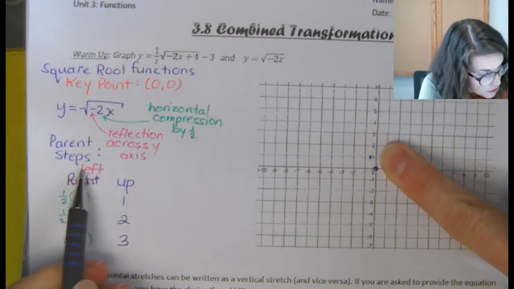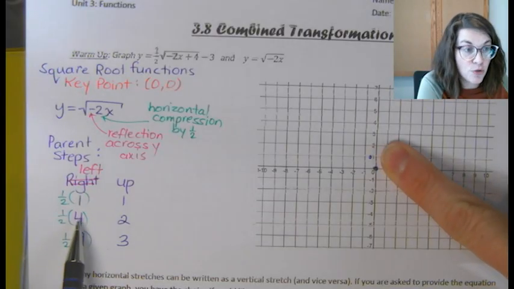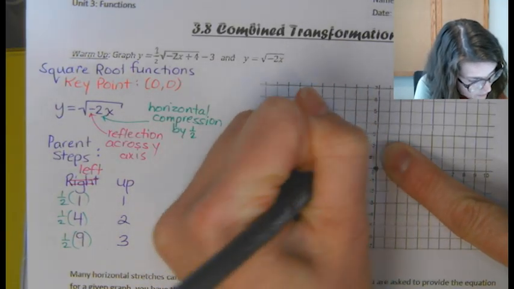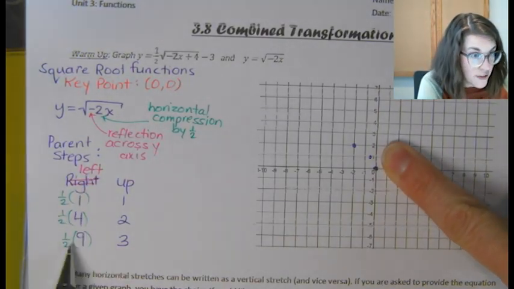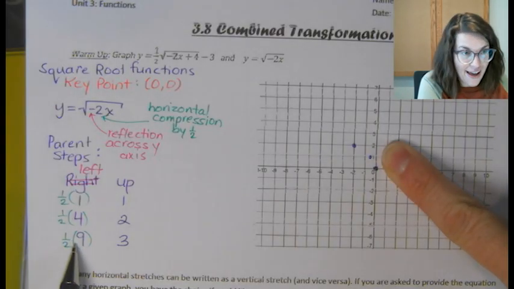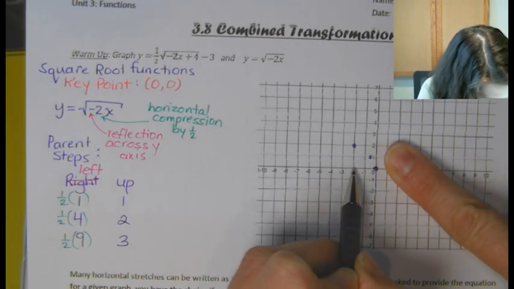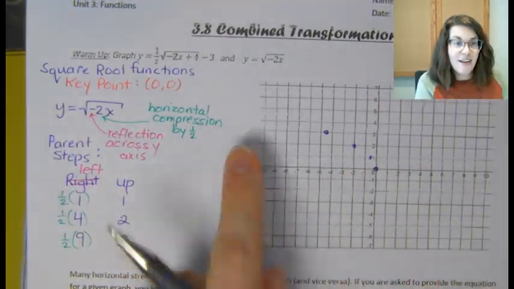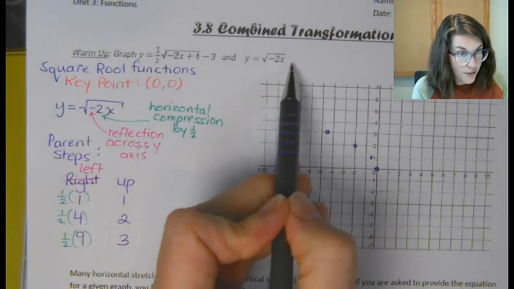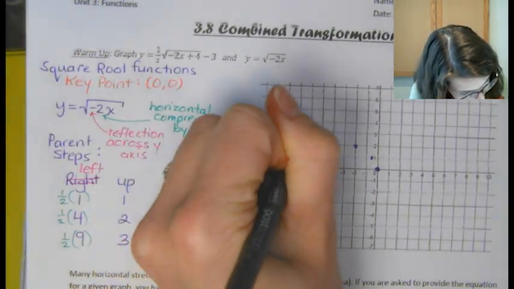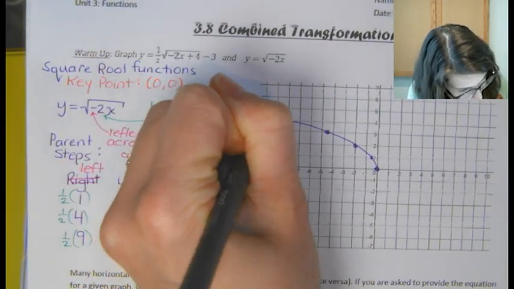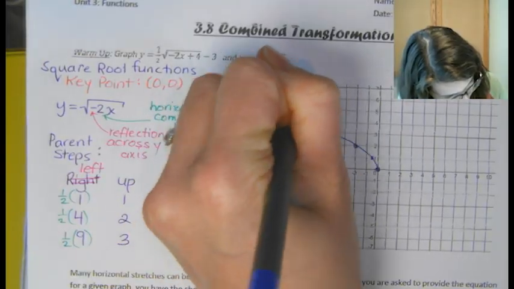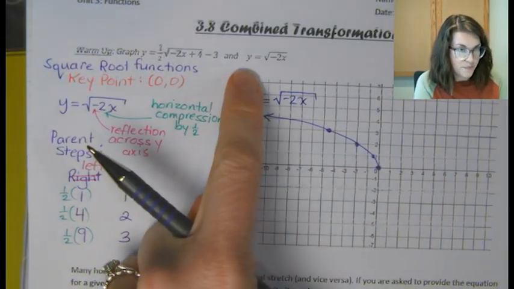I'm going to go to the left half of 4 is 2, so to the left 2 and up 2. Left 2, up 2. I'm going to go to the left half of 9, which is 4.5, and up 3. So 1, 2, 3, 4.5, and up 3. So this is my new function here. So I'm going to carefully do my best to connect the dots, and then I also want to label it. So that is the first one here.